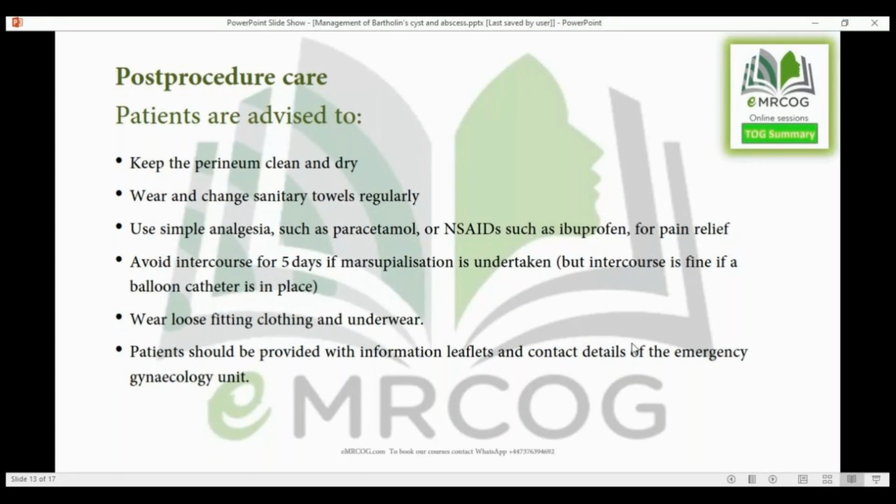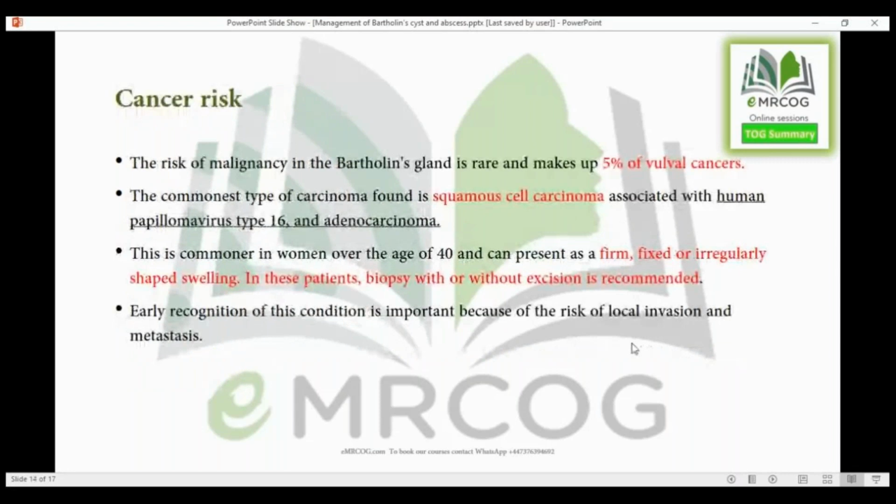And the most important one, please don't forget it in Part 3 stations, you should provide your patient with a patient information leaflet and contact details for any emergency that can arise. This is very important. Don't forget to tell her, okay, I'm going to give you a patient information leaflet for whatever suspected complication that can happen, or how you can deal with it, and when you should come to the emergency gynecological unit.